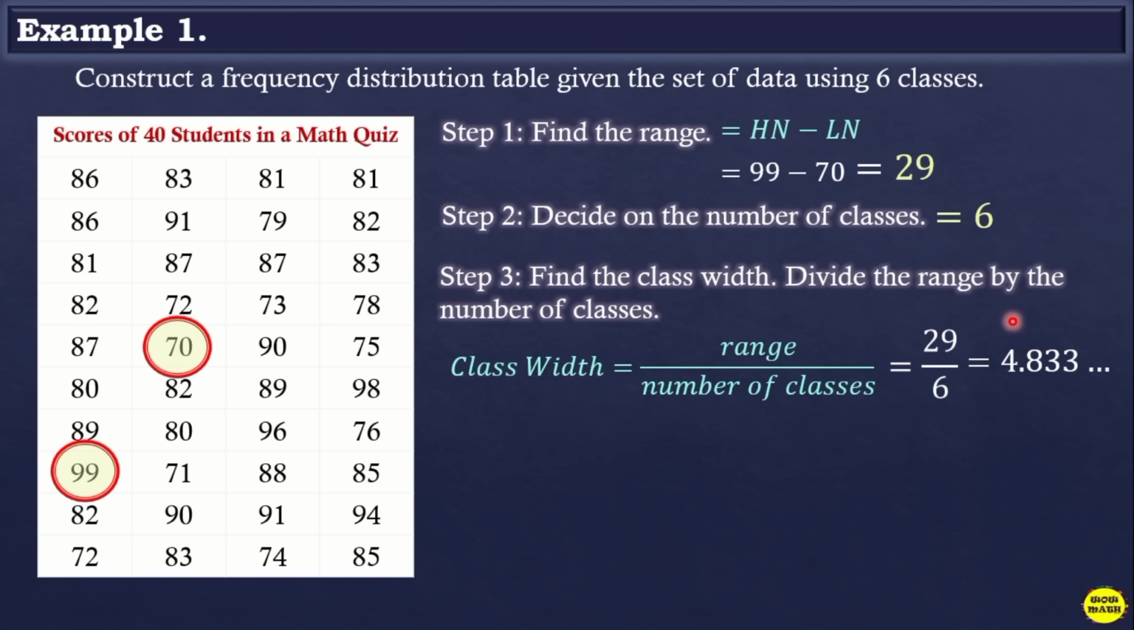Hindi dahil 8 ito, hindi dahil 5 to 9 ito. Basta kapag kinukuha po natin ng class width, lagi po tayo magra-round up. Okay? To the next whole number. So, that is 5. Next.